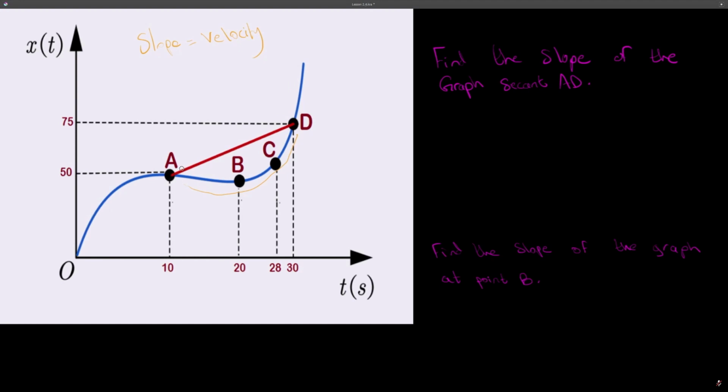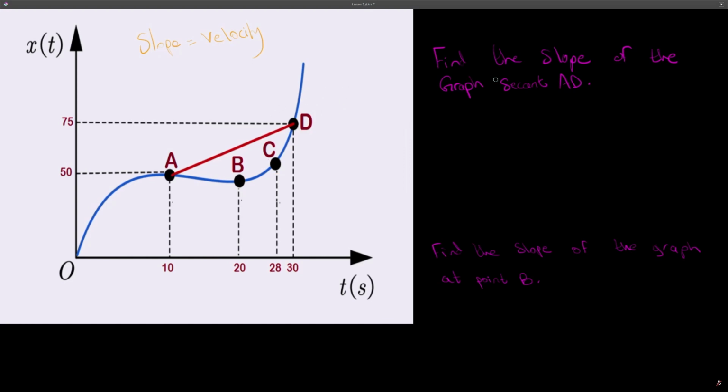So we draw a line between 2 points, and in the test, if they do tell you to find the slope of the graph from A to D, or the velocity from A to D, they don't have to draw the secant line over here. You have to draw it on your own. So you should know how to draw a secant line. So for example, if I ask you to find B to C, then you will draw a line like this and you will find the velocity, or you will find the slope. So it's not always given.